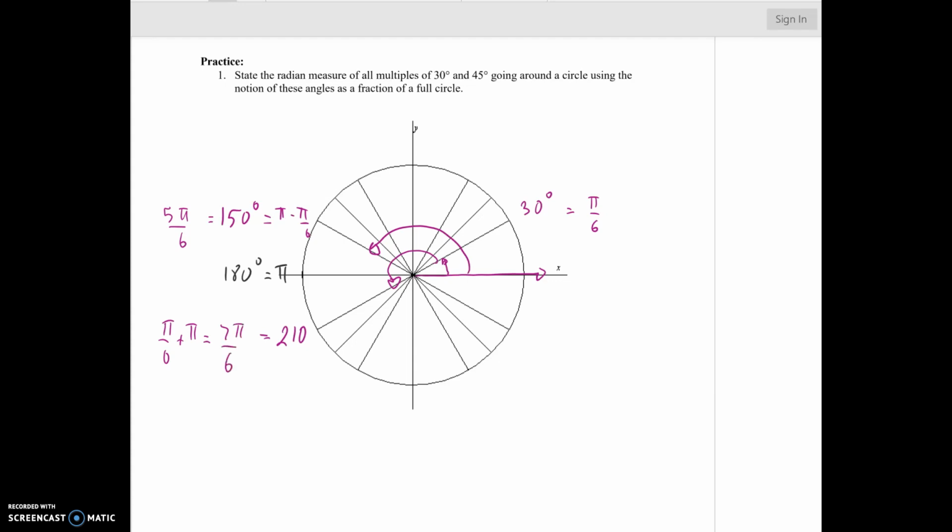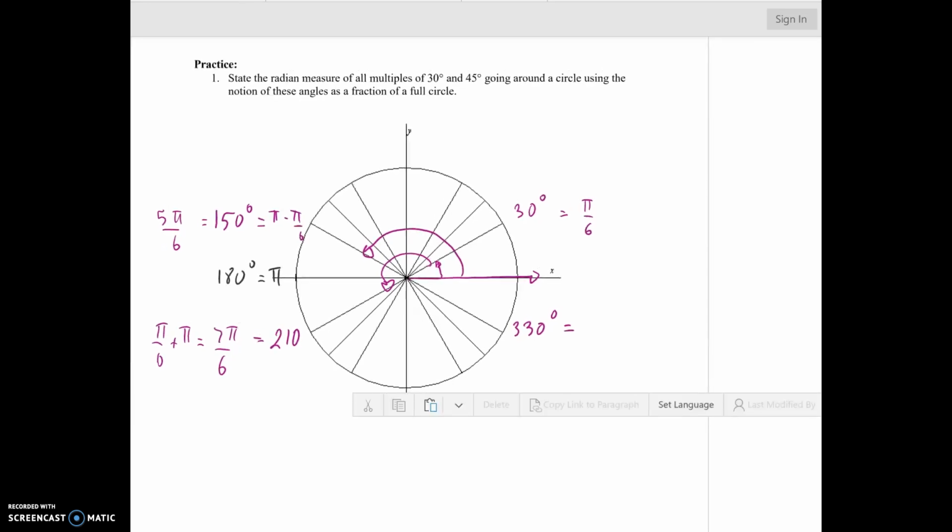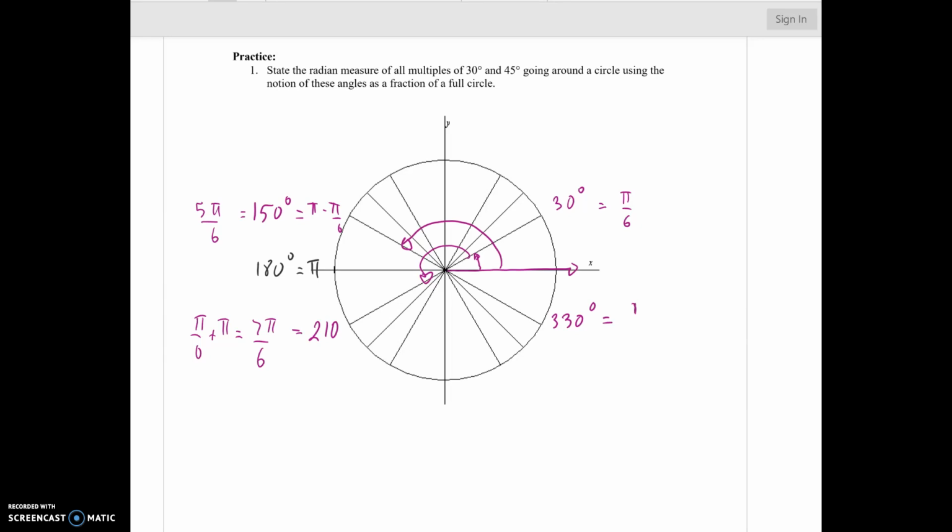And if I look at the other one, right here is the angle 330 degrees, and it is 11 pi over 6. Why 11 pi over 6? Because 330 degrees is 360 degrees minus 30 degrees, which is 2 pi minus pi over 6, and that gives me 11 pi over 6.